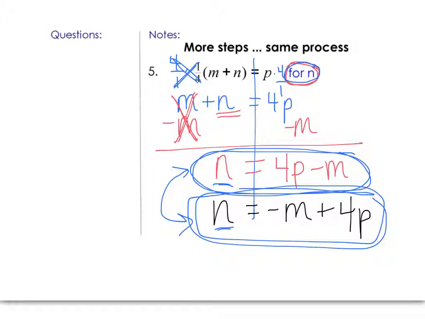And you simplified what's on the other side. There's no fractions that need to be simplified. There's no like terms that can be combined. This is my final answer.